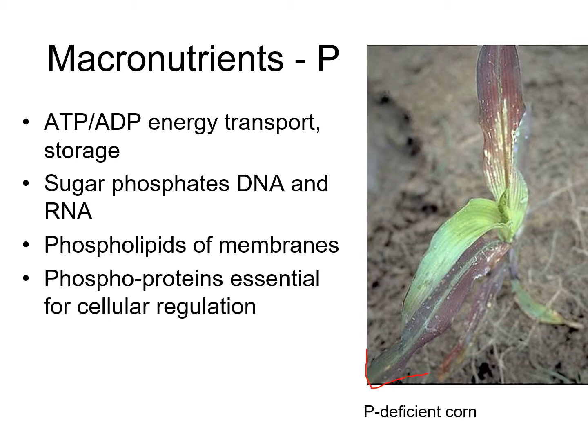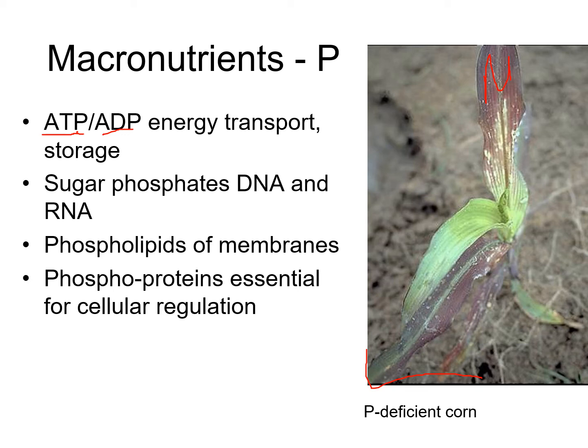Phosphorus deficient corn, you can see it also looks pretty sick. This sort of purpling color is a classic symptom of phosphorus deficiency in plants. And why is this important? Why is this going to need phosphorus? ATP, adenosine triphosphate, and adenosine diphosphate. So anything related to energy transport and storage that needs ATP has that molecule that has phosphorus in it.